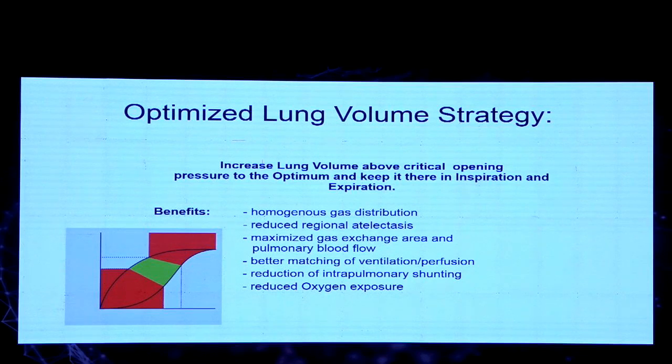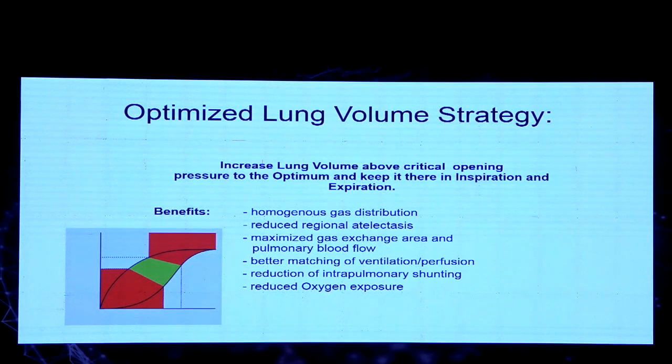And if we increase the lung volume above critical opening pressure to the optimum and keep it there in inspiration and expiration, this may result in homogeneous gas distribution, reduced regional atelectasis because you have recruited as much as possible of the air sacs, and you have maximized the gas exchange area and pulmonary blood flow, which leads to better matching of ventilation perfusion and reduction of intrapulmonary shunting and subsequent reduction of oxygen exposure.